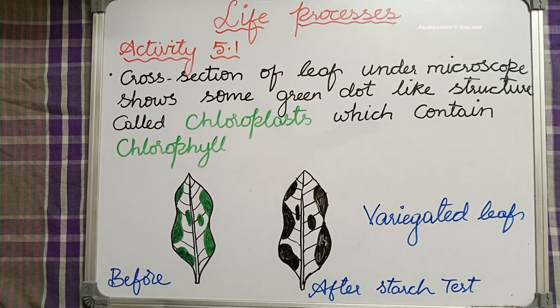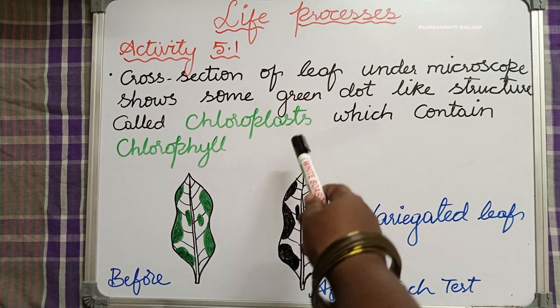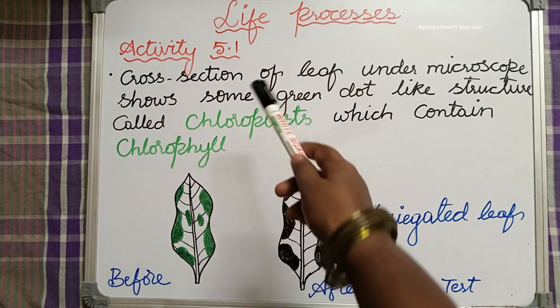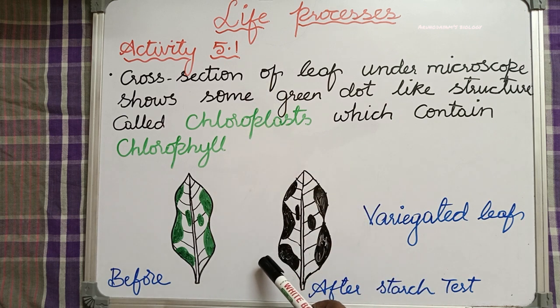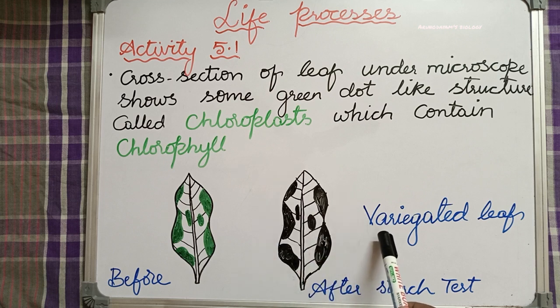So we have learnt about an activity on how chloroplast is essential for photosynthesis. For that we took a cross section of a leaf and observed it under microscope. It has so many green dot like structures called chloroplasts containing chlorophyll. Now we started an activity. We took a potted plant with variegated leaves and put it in a dark room for 3 days in order to make the starch used up. After that we took that potted plant and put it in sunlight for 6 hours.